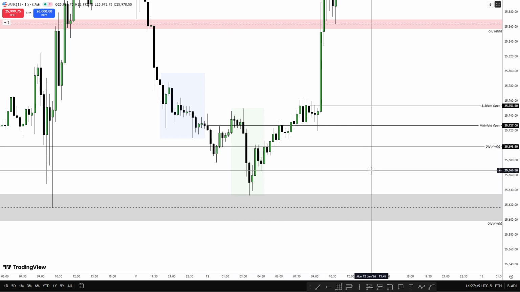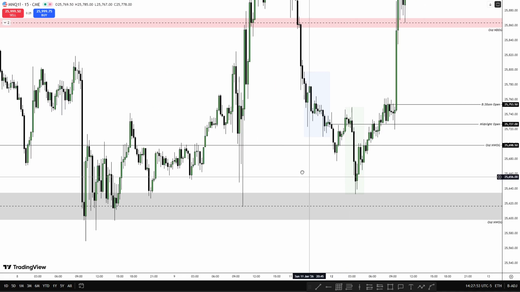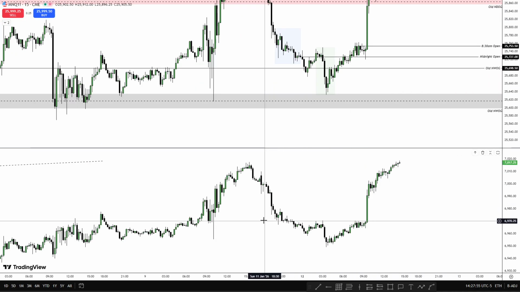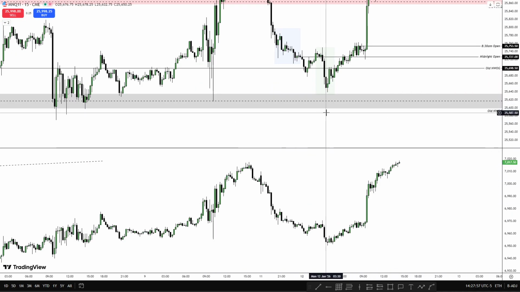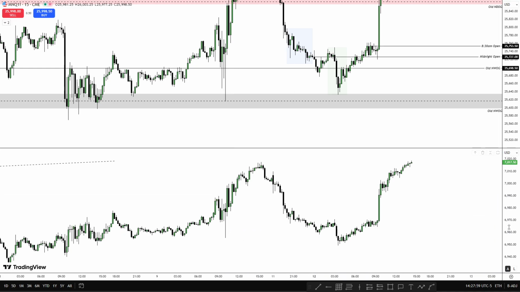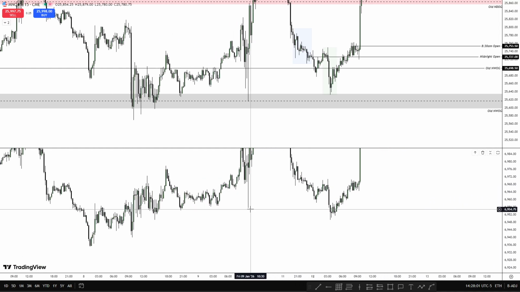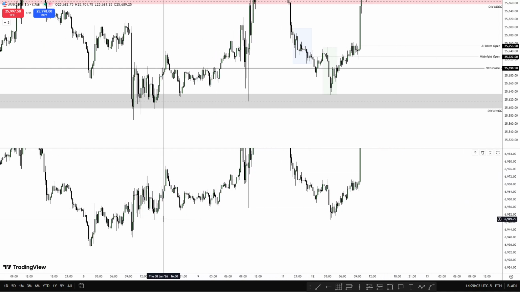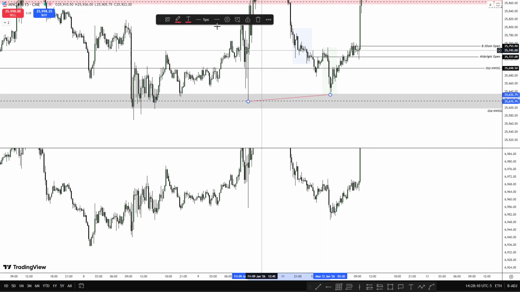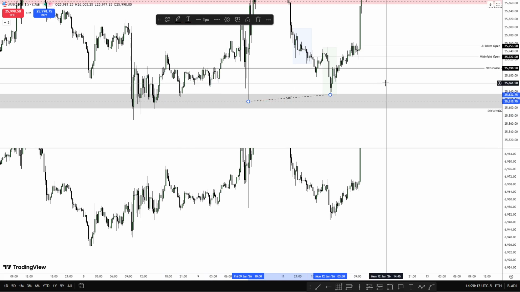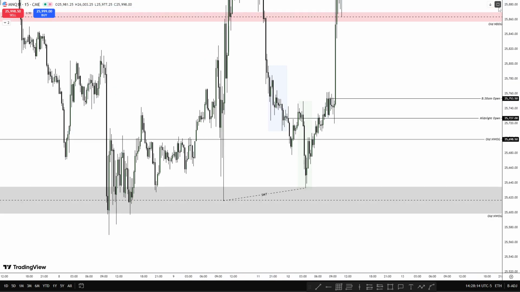You can see that we tapped into the old new week opening gap, but price didn't sweep this low here on NQ. But as you can see, price swept this low on ES, and even this low right here. So I will mark out this bullish SMT, and that gave me a bullish bias for today.